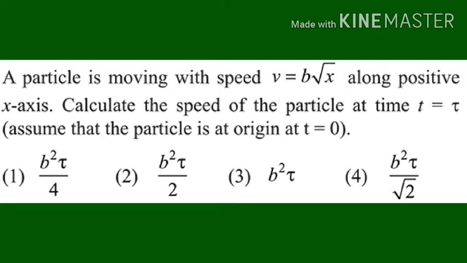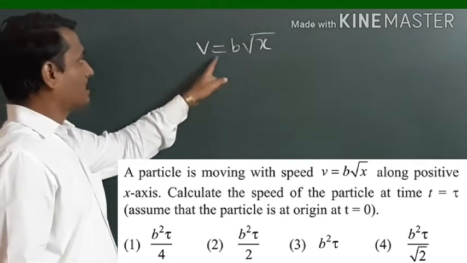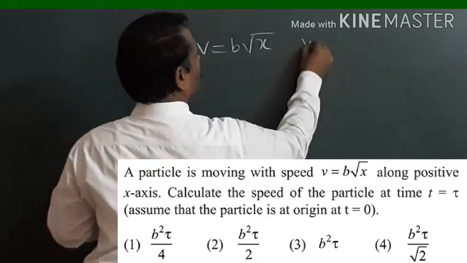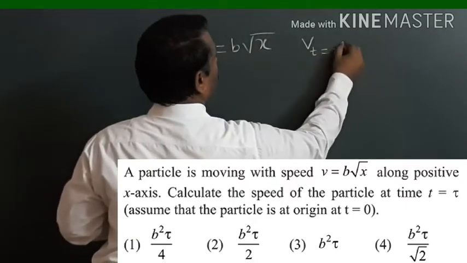A particle is moving with speed v is equal to b root x along the positive x-axis. Calculate the speed of the particle at time t is equal to tau. Assume that the particle is at origin at t equal to 0. The options are b square tau by 4, second one b square tau by 2, third one b square tau, and fourth one b square tau by root 2. Here the velocity of a particle is given by v is equal to b root x. Now the question is, what is the velocity of the particle at t is equal to tau seconds?